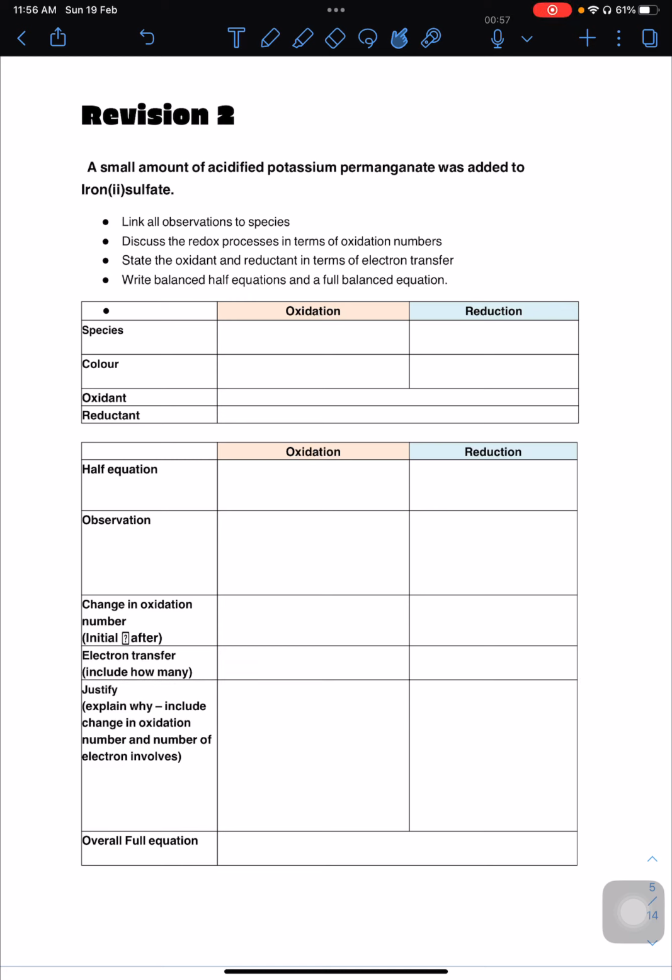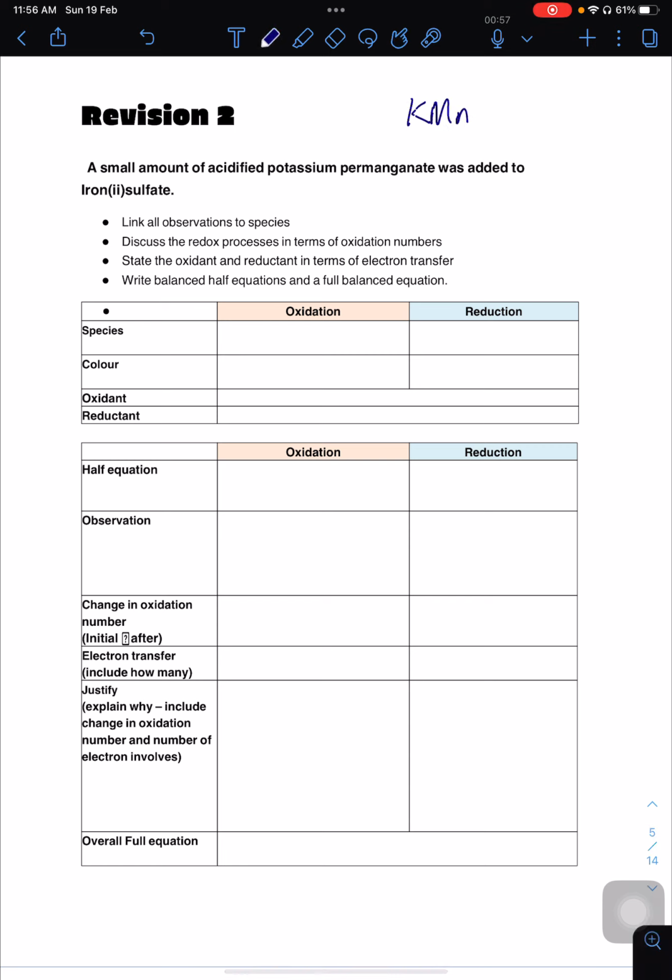Hi, this video is meant as a guideline to walk you through how you can write a full ionic equation and what to expect for excellence level. So for revision 2 exercise, you are given two chemicals. One is potassium permanganate, KMnO4, added to iron(II) sulfate.